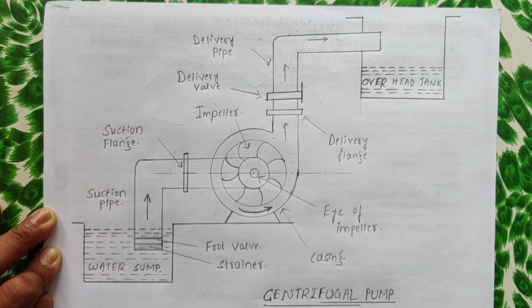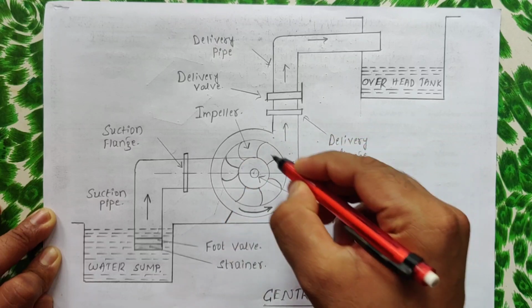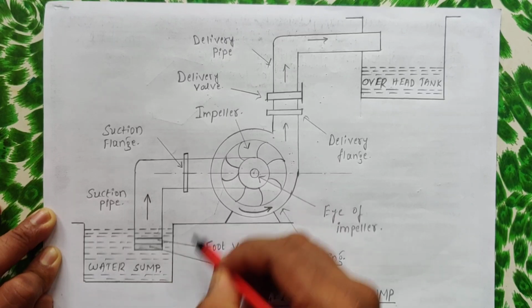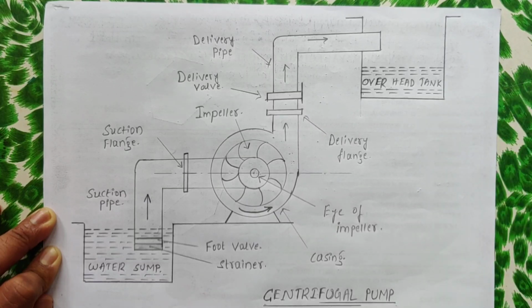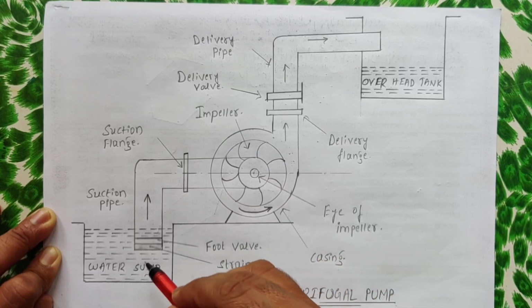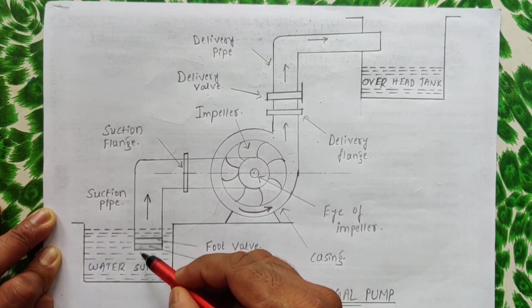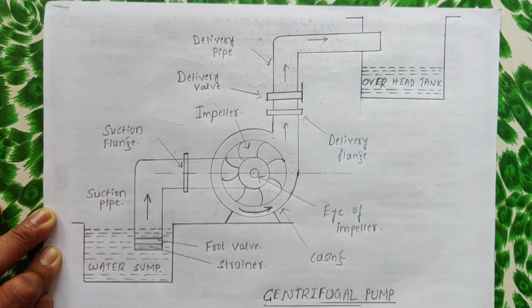It is called a centrifugal pump because the impeller has a centrifugal, rotary motion. Because of this centrifugal motion of the impeller, the water from the sump is transferred to the overhead tank. This is the principle of working of a centrifugal pump, and it has a strainer, foot valve and so on. The basic function of the strainer and foot valve is to purify the water and remove dust or impurities, so that only pure water passes to the casing and in turn to the overhead tank. Hope you understood this. Thank you.